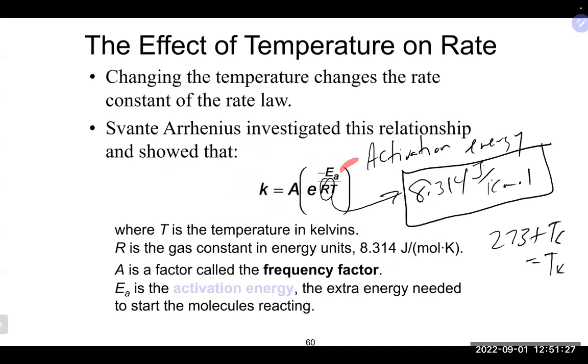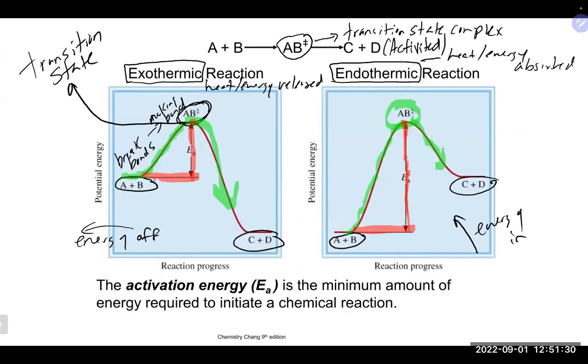As we saw here, this is the activation energy. It is positive in both cases, so it should always be a positive number. By the way, looking at this graph, the difference between the reactants' energy and the products' energy is your delta H of the reaction. So that's the overall enthalpy of the reaction, found by taking the difference between those two.